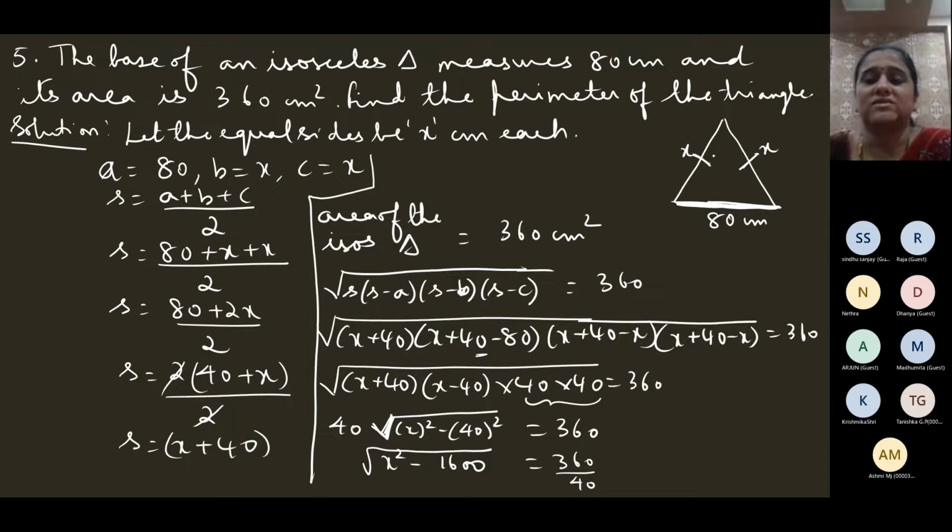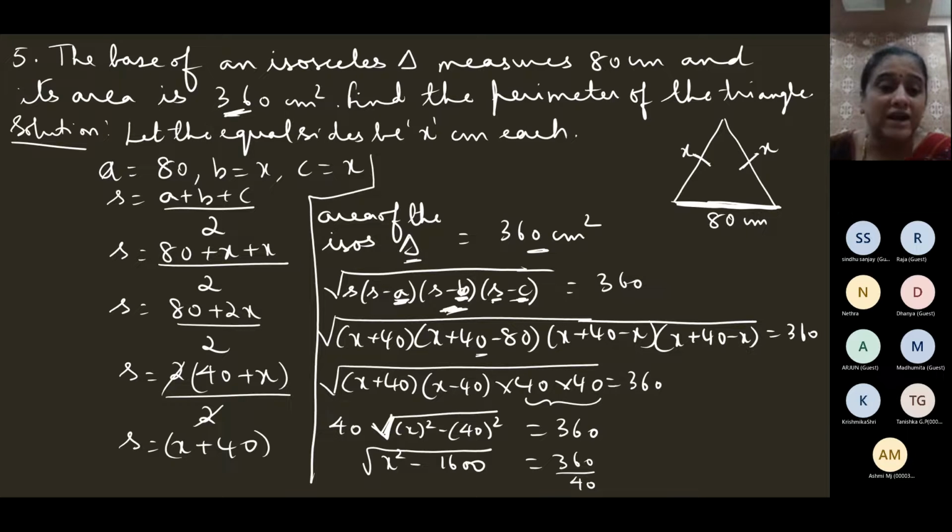We don't know the sides, x, we don't know. We have to first find x, and that can be found using area. Area is 360. So the area of the isosceles triangle is 360. Root of s into s minus a into s minus b into s minus c is equal to 360. Now to substitute here, a is 80, b is x and c is x.